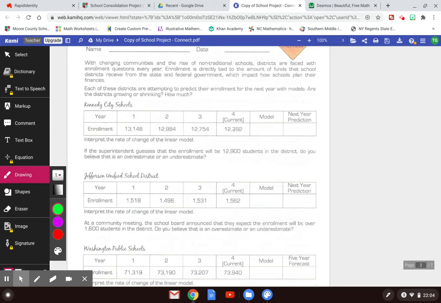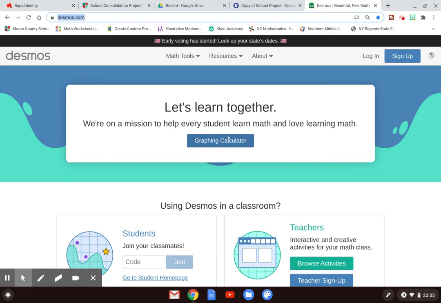Now, you can use a linear model to predict the change and to make a prediction for what next year is going to be, which is going to be year 5. So what is the easiest way to do this? Okay, well, we learned how to find the rate of change in a table a few days ago. We learned how to find rate of change using the slope formula. We also learned how to find rate of change by rise over run. But today what I'm going to show you is how you can find the linear model using the Desmos calculator and what we call linear regression.